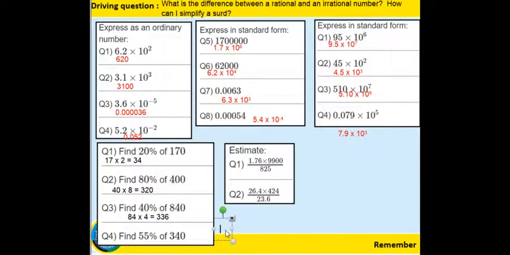55%. Okay, so I'm going to do 10%, which is 34. Multiplied by 5, which gives me 170. 25%, which is 17. And then I'm going to do 170 plus 17, which is 187.